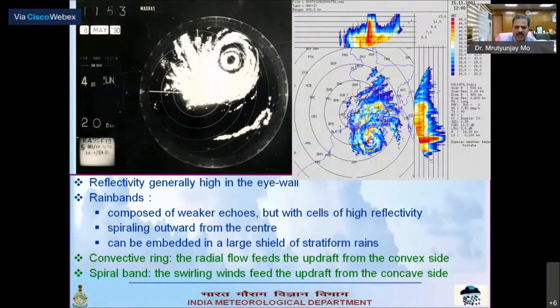Surrounding that, again, you are finding some kind of dark region here. This is also another eye. So what happens in this particular cyclone is that there are two eyes. This is the inner eye. This is called the outer eye. This is the inner eye wall. This is called the outer eye wall.